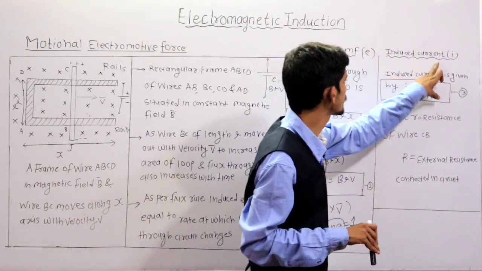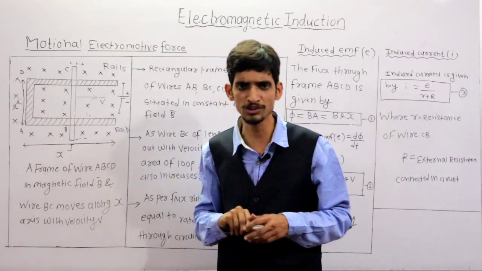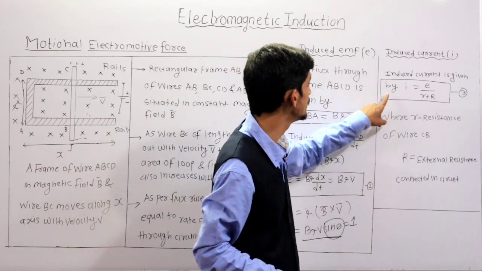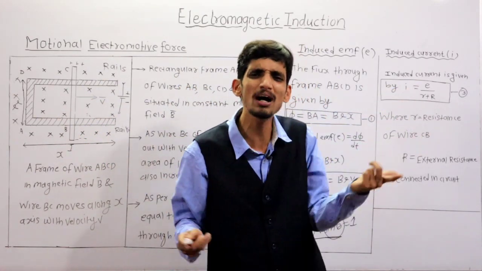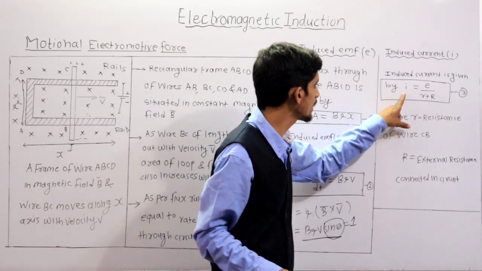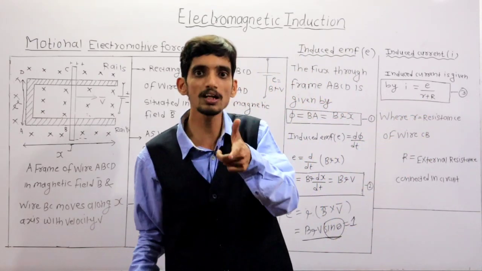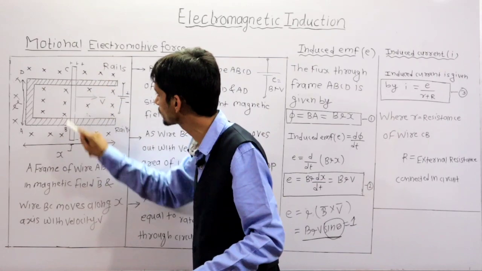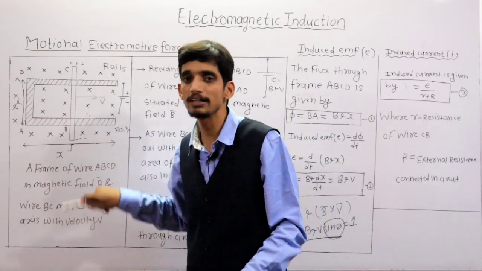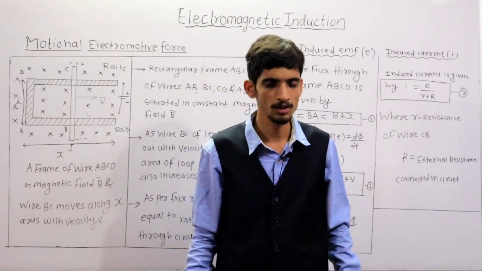Now there is another expression for induced current. This particular frame is closed, so definitely current starts flowing through this loop, and that induced current is I equal to E by R as per Ohm's law. But sometimes we have to write I is equal to E upon small r plus capital R. This small r is the resistance of this particular rod or conductor. Many times in the paper the word rod is used. Actually this is a conductor which is a part of the frame.